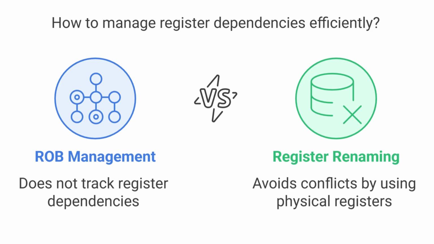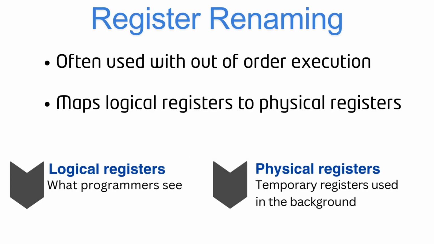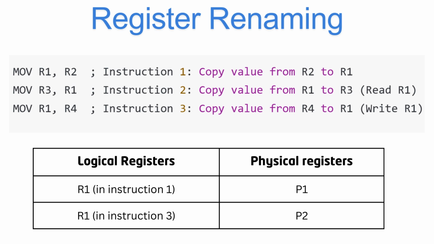This is where register renaming comes in. Register renaming allows the CPU to avoid conflicts by assigning different physical registers, eliminating the possibility of writing to a register before it's read. Logical registers are what the programmer sees and uses, while physical registers are what the CPU uses behind the scenes to optimize performance. Now, let's take our example and see how register renaming works.